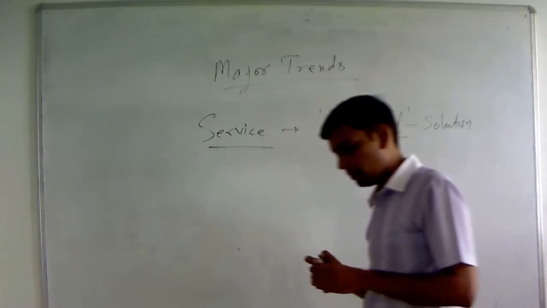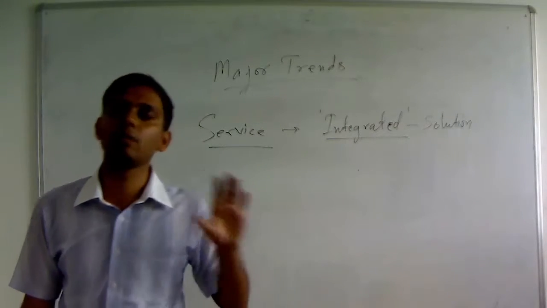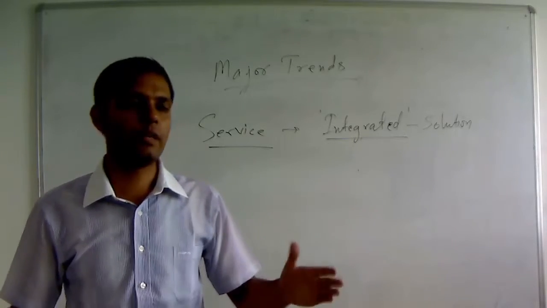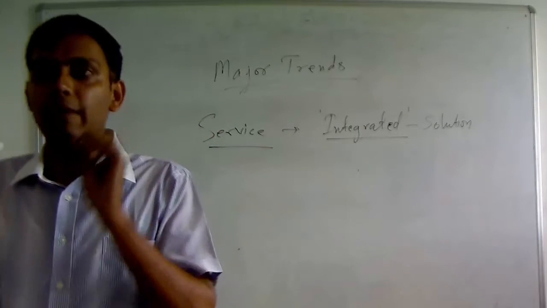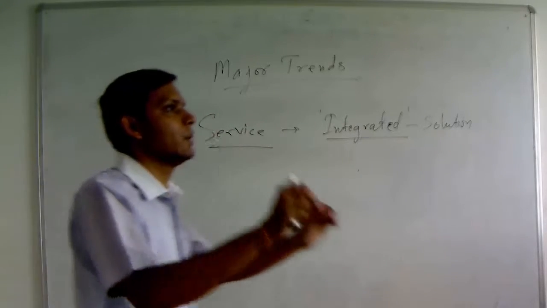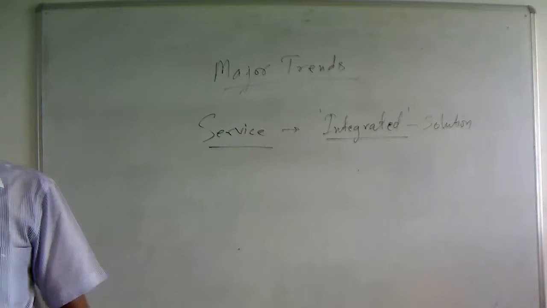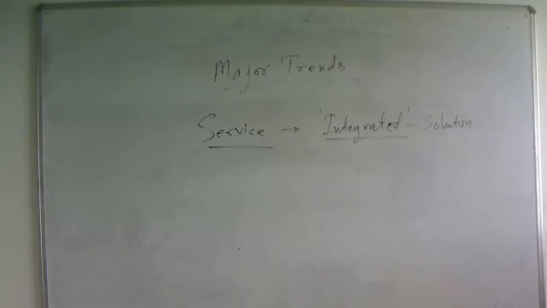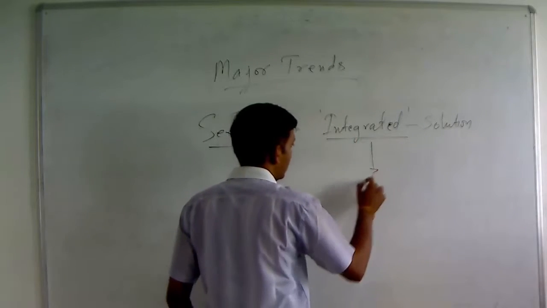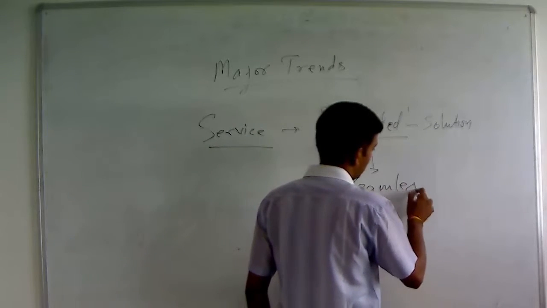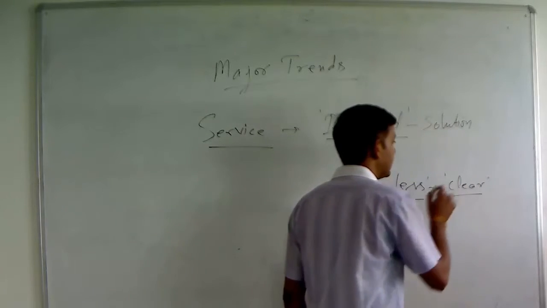I don't want to visit multiple locations, multiple checkpoints to complete the transaction. Give me one portal, give me one window in which I can traverse from one step to another, but I don't want to waste my effort or my time doing multiple things in multiple places. Even the redundancy, even the duplication of efforts, I don't want. So your service delivery mechanism should be integrated, should be seamless, should be clear.